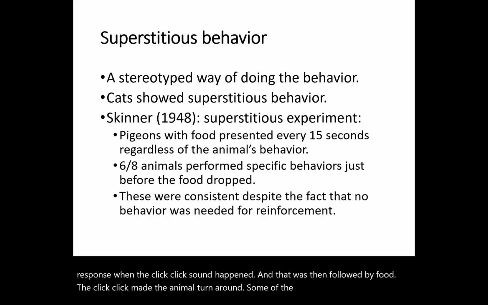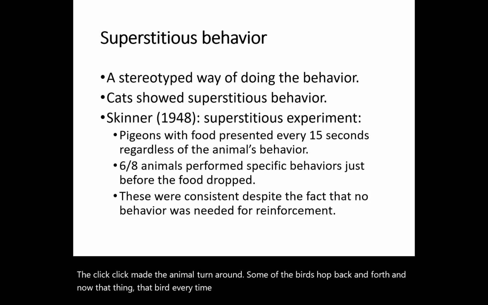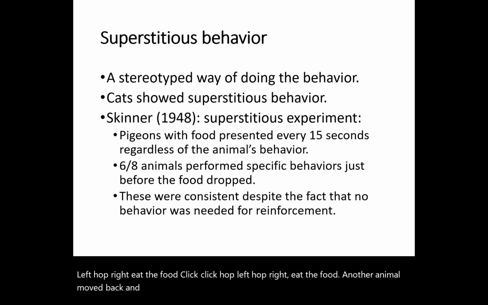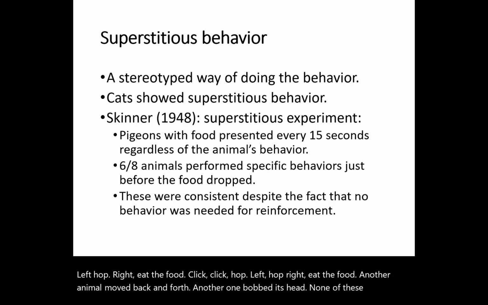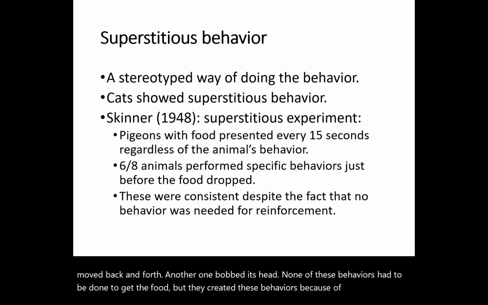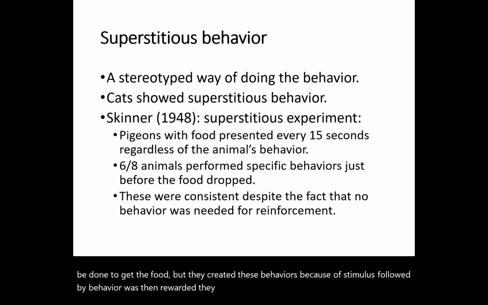Some of the birds hop back and forth. Now that bird, every time it heard click, click of the food dropping, it would hop left, hop right, eat the food. Click, click, hop left, hop right, eat the food. Another animal moved back and forth. Another one bobbed its head. None of these behaviors had to be done to get the food. But they created these behaviors because a stimulus followed by a behavior was then rewarded. They just happened to be doing certain behaviors. And this is what helps to explain human superstitions.